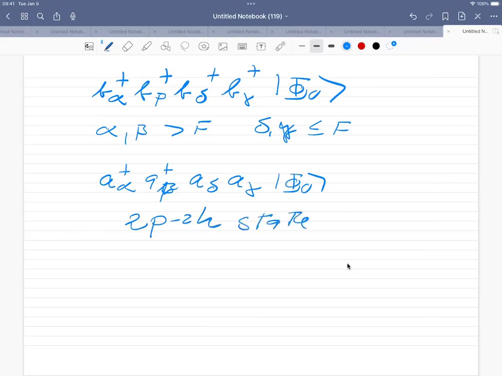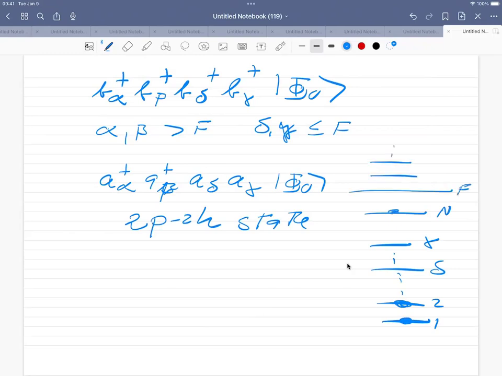And you can see that if you visualize it. So you can think of 1, 2 here, and then you have your delta, and then you have your gamma here. So these are occupied, and then you have the final one, n up here, and then you go above the Fermi level, and then you have some state up here, some beta, and then another state alpha up here, and so on. So you produce a vacancy here, and then you have two particles now placed in that state. So that's called a two particle, two hole state.